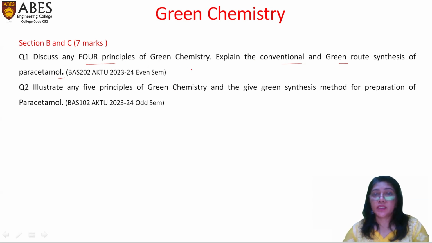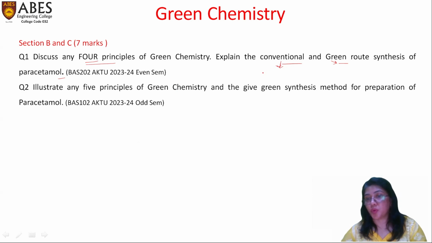paracetamol. Green chemistry has been discussed in lecture video 2, Unit 1 of ABES CETL videos. We can go through it. There we have discussed the 12 principles. We can pick up any 4 principles of green chemistry, and then we will give the preparation of paracetamol in both conventional method and green route method. When we give the conventional method of preparation of paracetamol, we must also give the drawbacks of the conventional method, so that we can easily explain why green route synthesis is being emphasized.